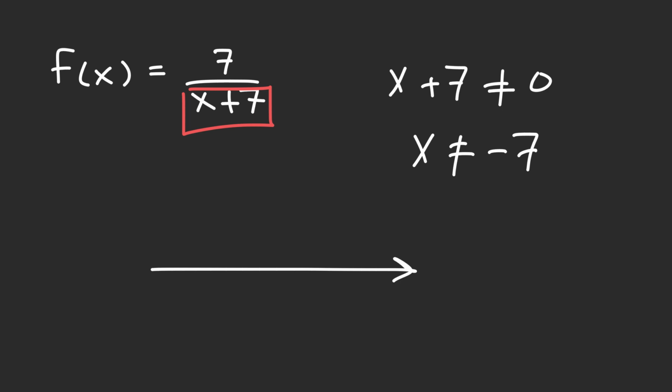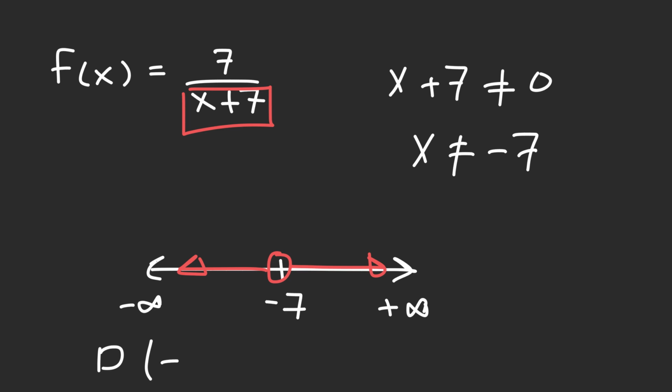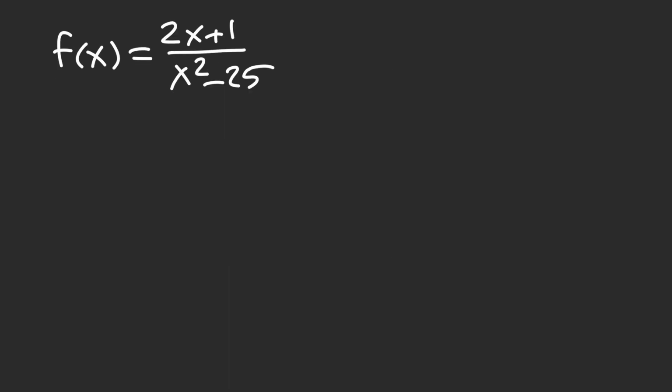If we draw a number line, minus 7. To the left-hand side, we have minus infinity. Right-hand side, we have positive infinity. So the domain can be any value except minus 7. It could be greater than minus 7 or less than minus 7. Let us now write the domain in interval notation. To the left-hand side, we have minus infinity to minus 7 in parentheses, union, another parentheses from minus 7 to infinity.